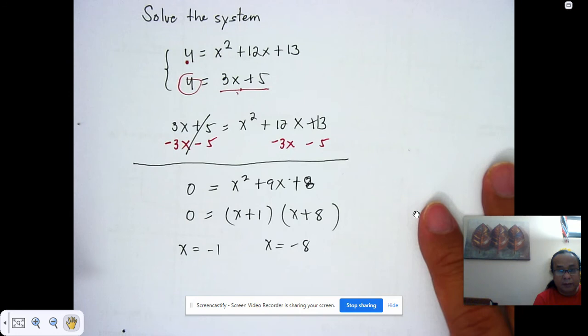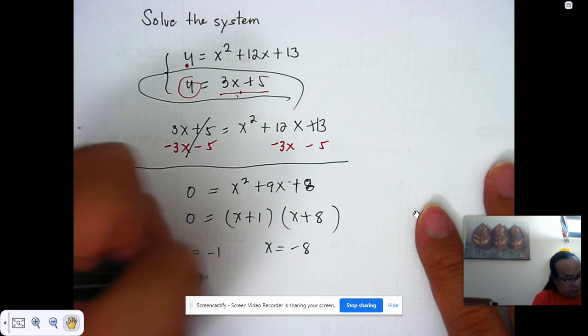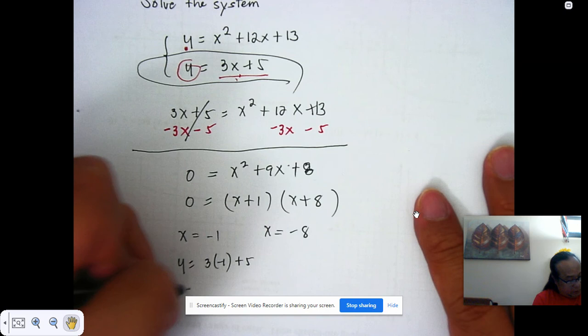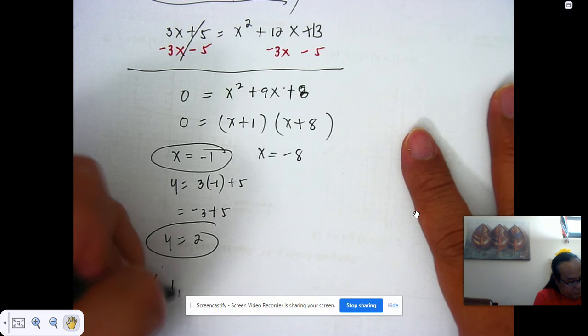Okay, so we need a coordinate, right? So to get y, all I got to do is substitute into this equation, because this equation is equal to y. So that's going to be 3 times negative 1 plus 5, which is actually what? Negative 3 plus 5, therefore y equals 2. Okay? So which means they go together. So which means my first one is negative 1 and positive 2.